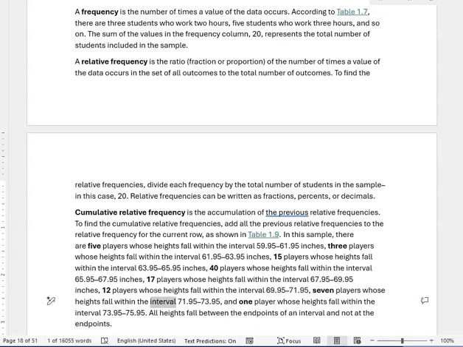fall within the interval 71.95 to 73.95, and 1 player whose heights fall within the interval 73.95 to 75.95. All heights fall between the endpoints of an interval and not at the endpoints.